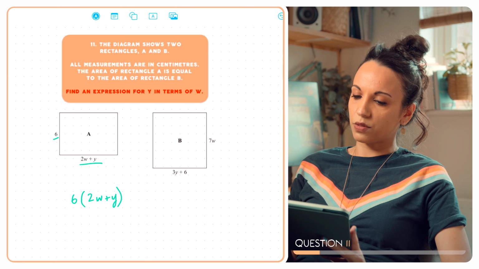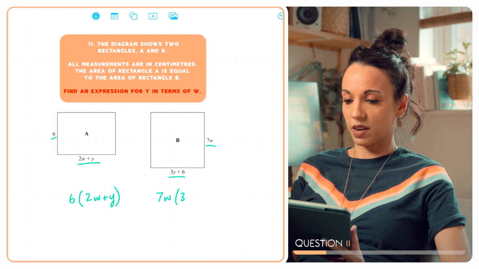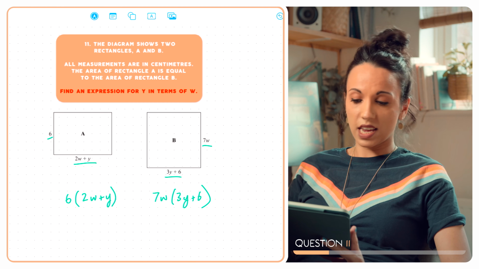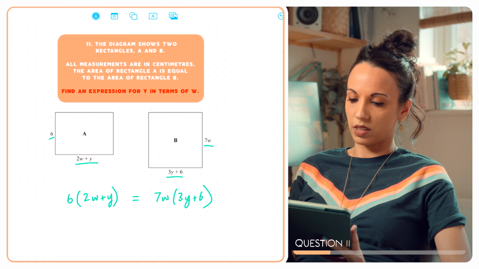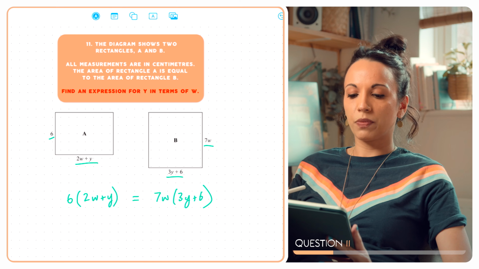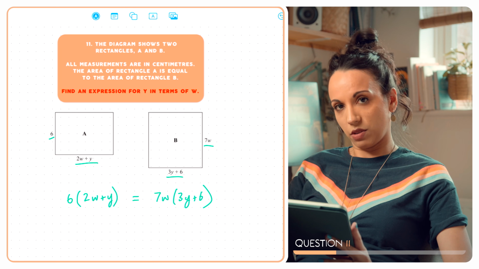And then the same again for rectangle B. The area of this is 3Y plus 6 multiplied by 7W. So again, I'm going to use some brackets here: 7W times (3Y plus 6). Now these 2 areas are equal, so let's put an equal sign here. Okay, now we've got an equality, and what we're aiming for is to have Y on the left hand side equals a bunch of W's on the right hand side.